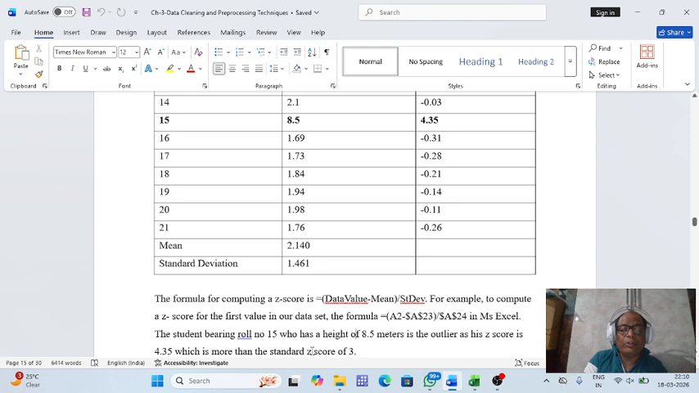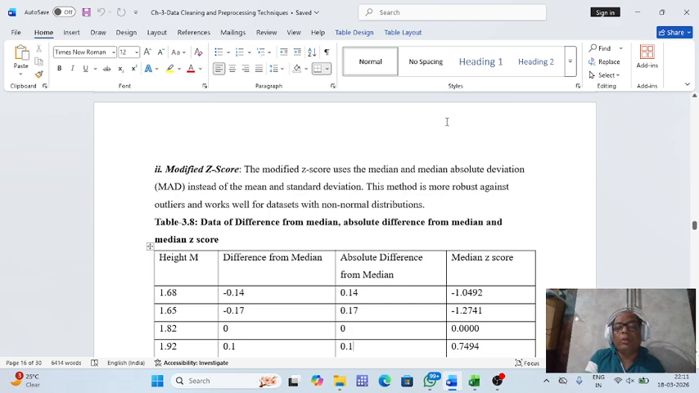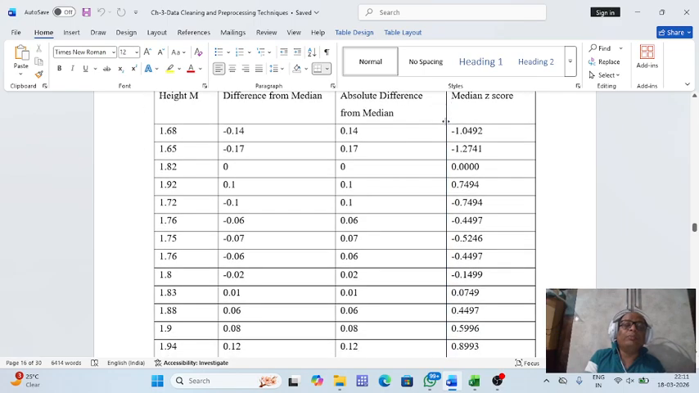And what is the conclusion? If the z score value is more than 3, that means it is an outlier. In the whole data series, only roll number 15, which has a height of 8.5 meters, has a z score of 4.35, which is higher than the standard z-score value of 3. So this is an outlier. Now let's go for another method, the modified z-score.